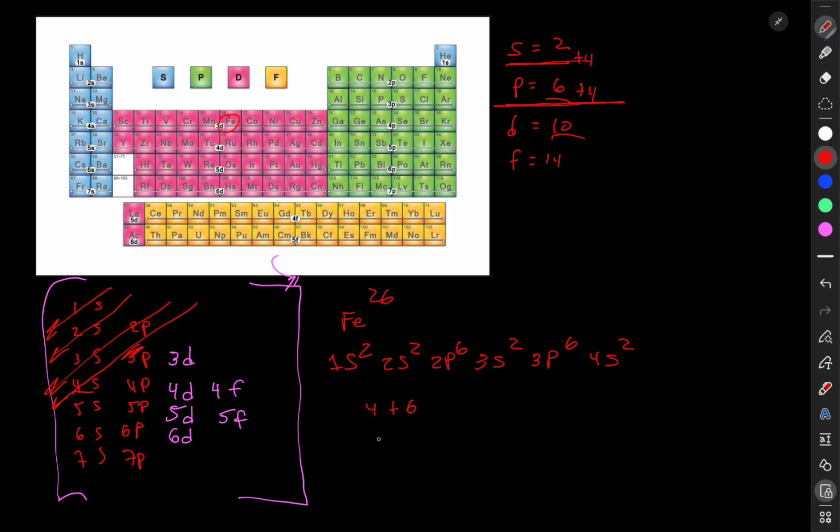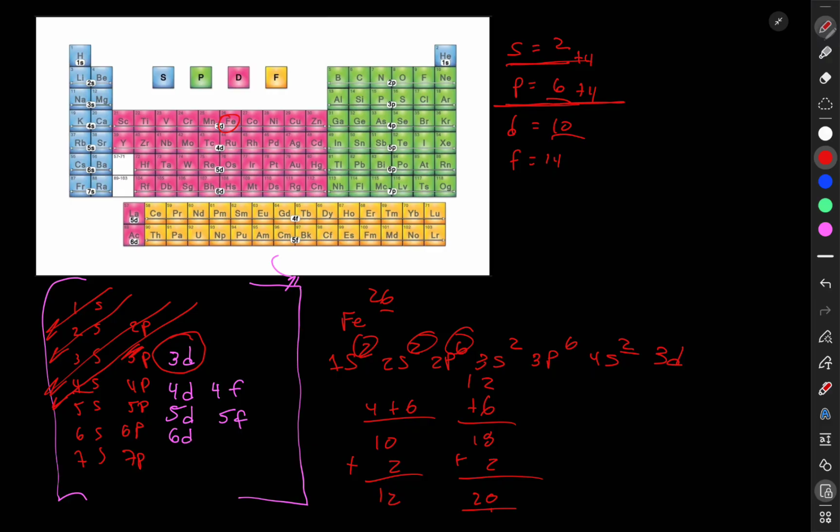We have 4 plus 6, this is 10, and then plus 2, this is 12, and then plus 6, it's 18, and then plus 2, that is 20. So we need 6 more. So our next one will be our 3D, so we put 3D, but we only need 6 more. So you do 6. And this is your electronic configuration of iron.